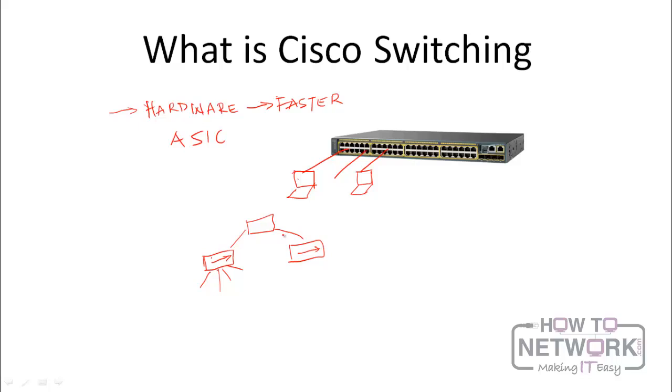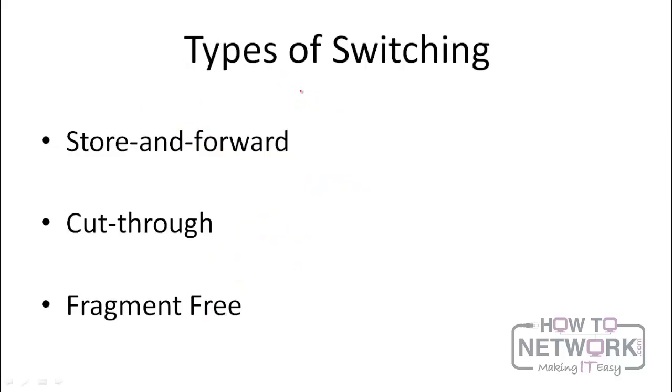Now, let's move on and look at the types of Cisco switching. A switch is a layer 2 device. That means that it sends frames from one port to the other. If you remember, at layer 3, we have packets. At layer 4, we have segments. But at layer 2, we have frames. So what happens is that a switch gets a frame and tries to switch it to another port based on the properties of that frame.